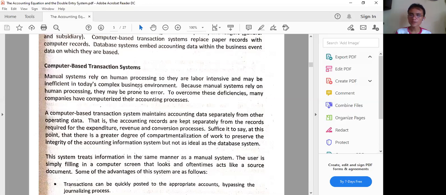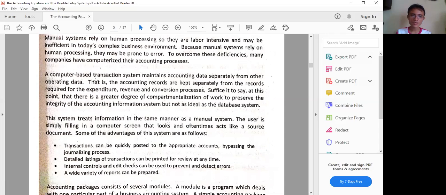Then the manual systems would also lead to reports prone to errors, because humans as we are, we can be subject to fatigue, to stress. We can have lapse of judgment, so we cannot analyze properly because we are tired already. We have stressors also around us, so that's the point. That's why to overcome these deficiencies, many companies have computerized their accounting processes.